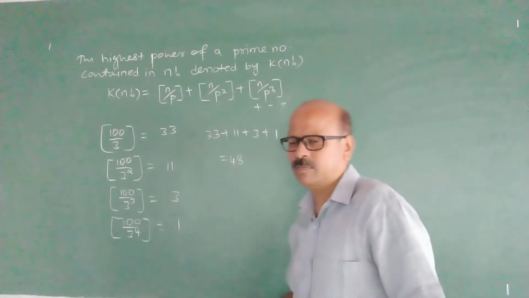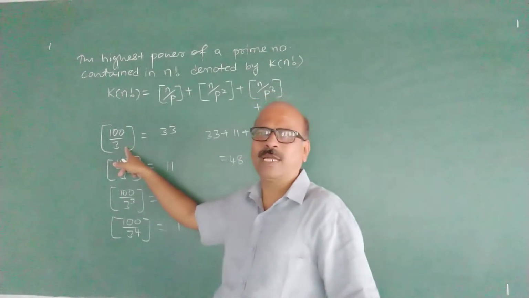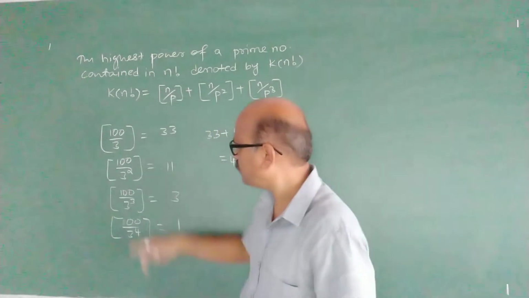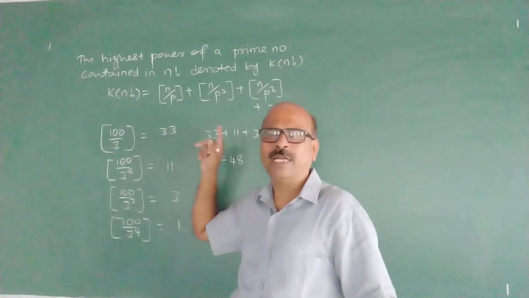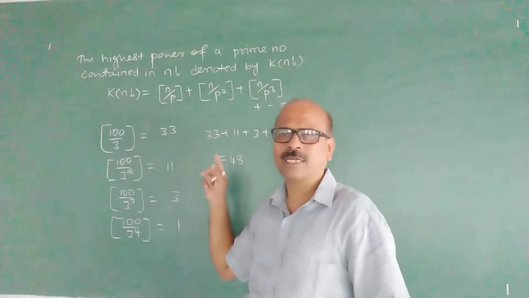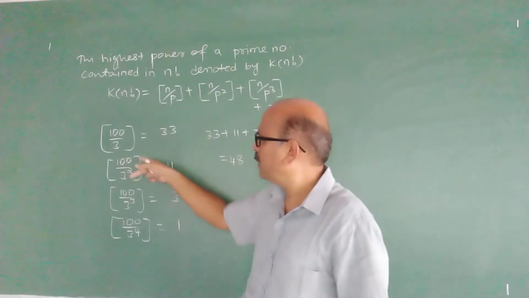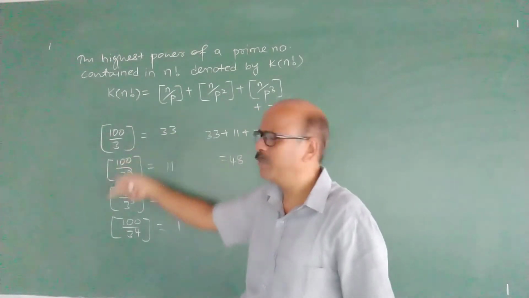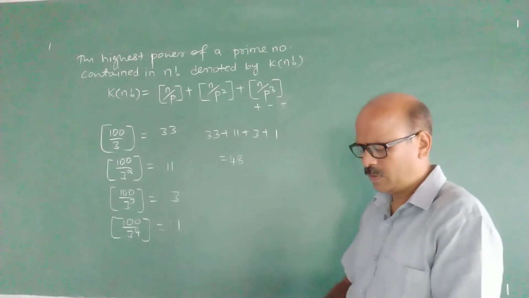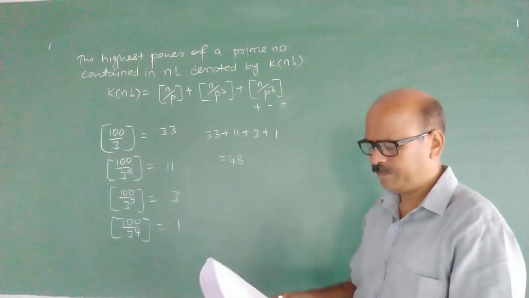I take one more problem, then it will be clear. In the beginning I took 100 factorial as 1, 2, 3, etc., up to 100. Then I calculated how many factors contain 3, how many factors in 100 factorial contain 3 square, and so on. But that is not required. You can apply this formula directly, and you have to practice this. Usually there will be one problem on this for 2 marks.